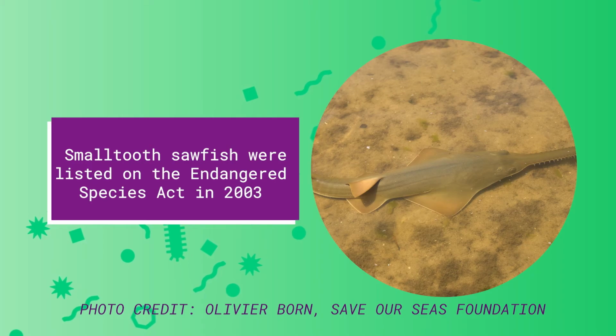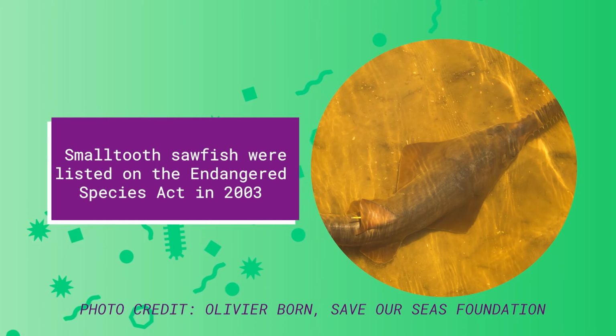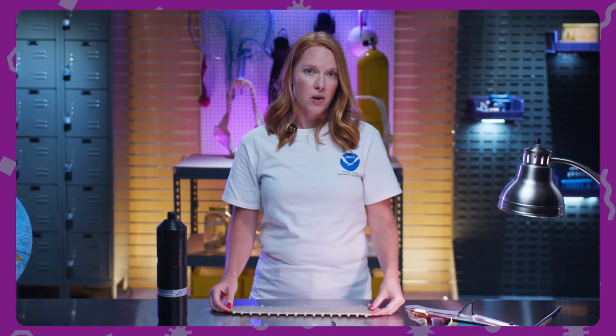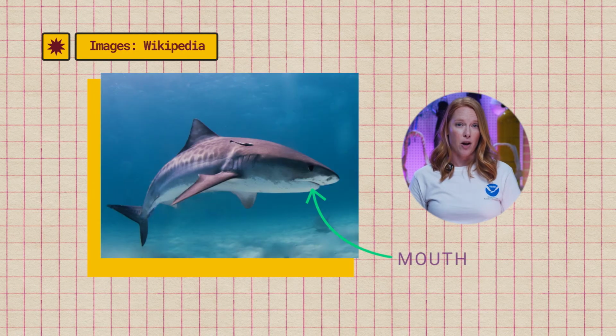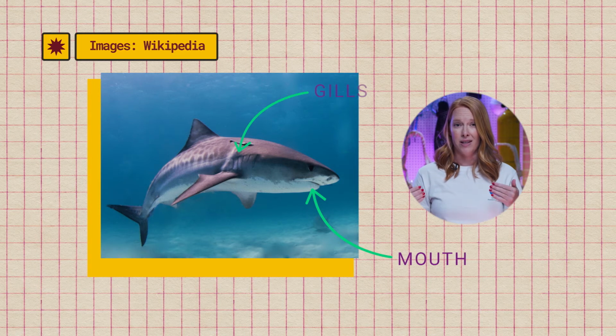And one main difference between a shark and a ray, such as a sawfish, is the placement of gills and their mouths. So sawfish have their mouths on the ventral or underside as well as their gills, whereas sharks have their mouths on the front of their heads as well as their gills are located on the sides of their bodies.